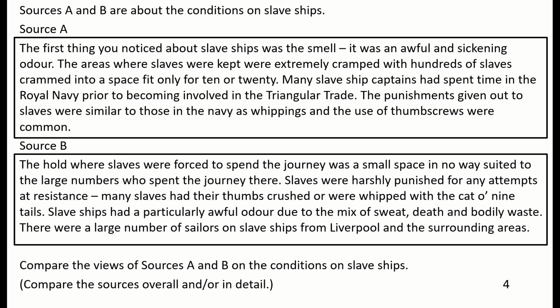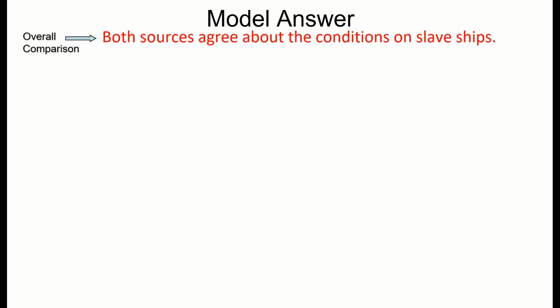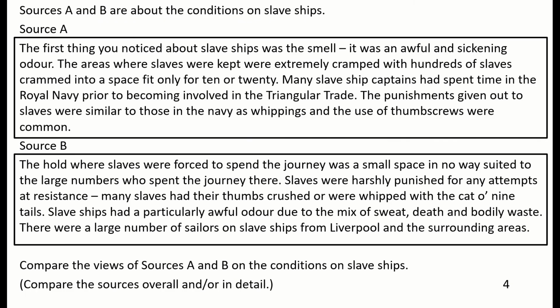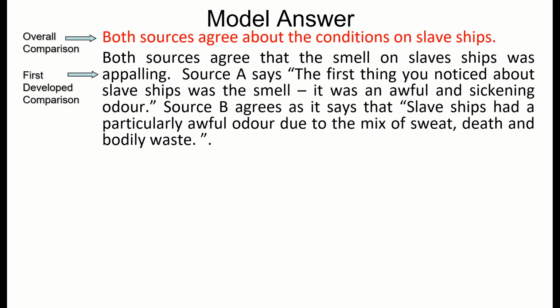So in order to get full marks, I've written out a model answer. Start off with the overall comparison: both sources agree about the conditions on slave ships. So it's nice and straightforward. They do agree because they've got a lot of overlap. You're just using the question, which is asking you to compare the sources on the conditions of slave ships, and so I'm just saying they agree on the conditions of slave ships. That is a mark. Then our first developed comparison: both sources agree that the smell on slave ships was appalling, so we get a mark for that because it's comparing a specific point.